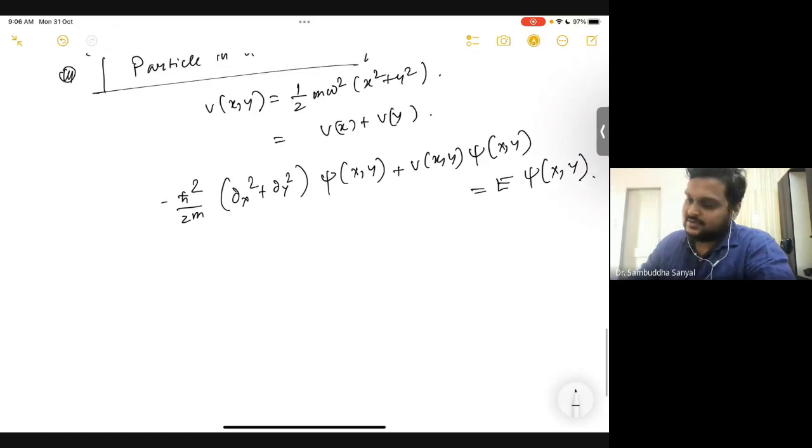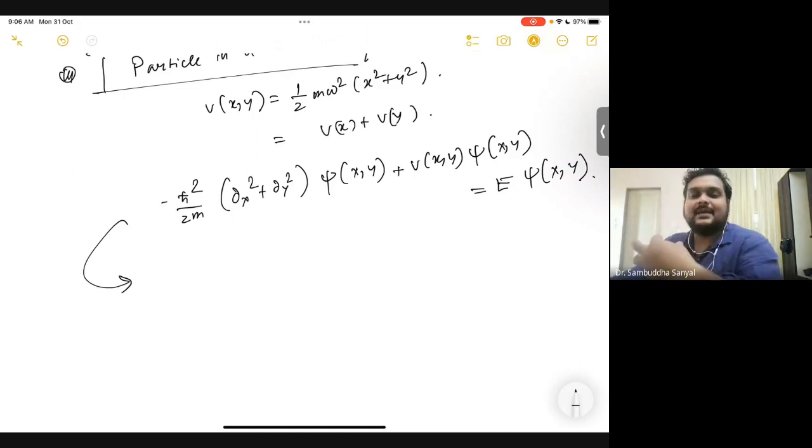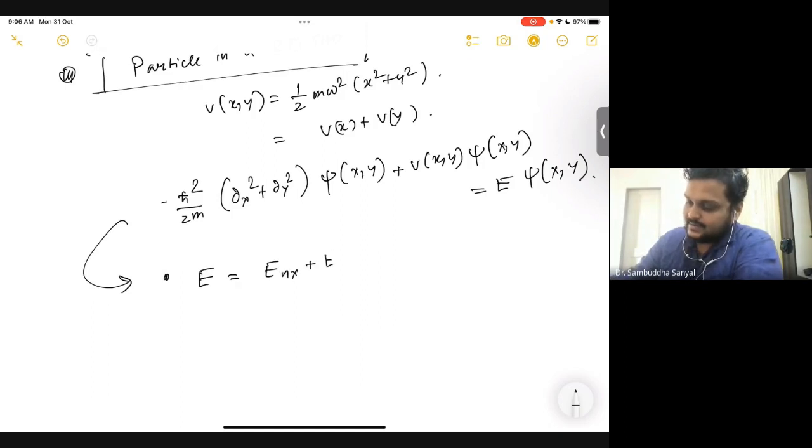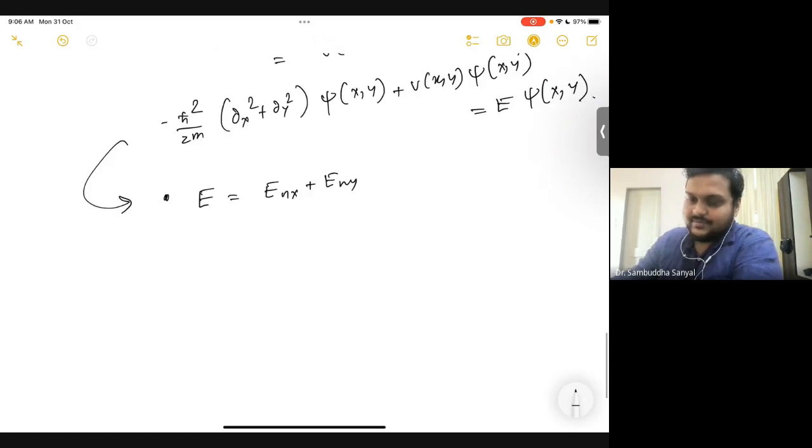You have to do this solution by separation of variables, and even intuitively you know that if separation of variables is allowed, then the energy is nothing but the sum of the energies of these two oscillators, and the wave function is a product. Okay? So this is what we have seen already. So E should be E n x plus E n y. This is something I briefly mentioned last time.